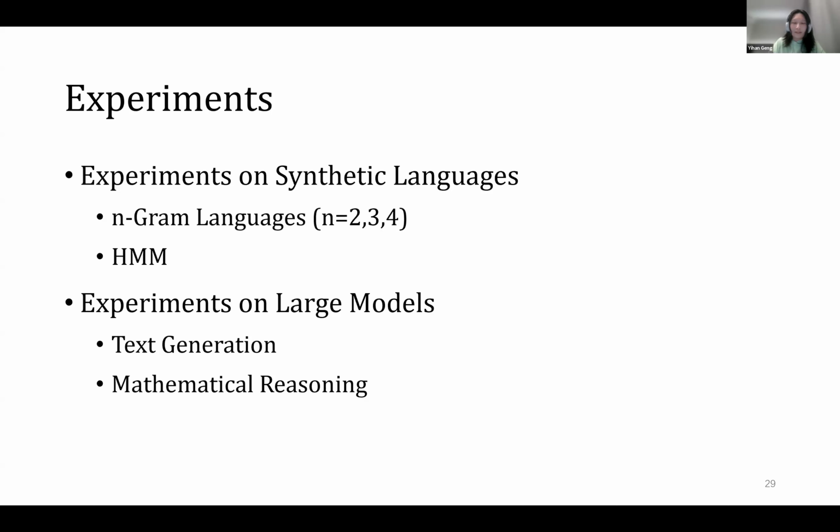Furthermore, we evaluated open source diffusion language models on both text generation and math reasoning tasks. These preliminary experiments aim to demonstrate how our insights align with real world performance.